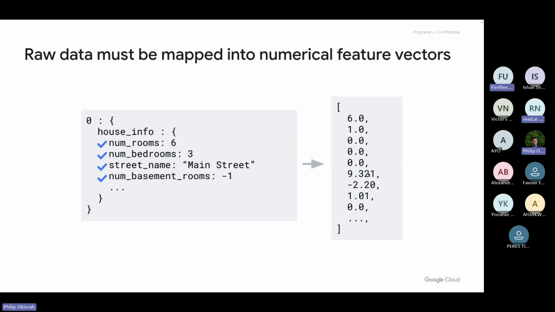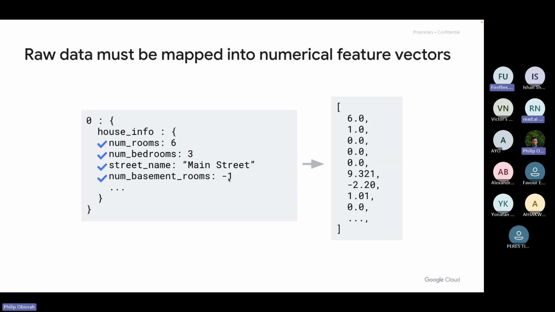For the numerical integer, we have our raw integer number 6, right? For something like street name, we cannot feed a string into the model. Instead, it has to be converted. We might have to do what we call a one hot encoded representation, which might result in a floating point number. And in cases like this, you might see -1. This might mean a missing value or an error.